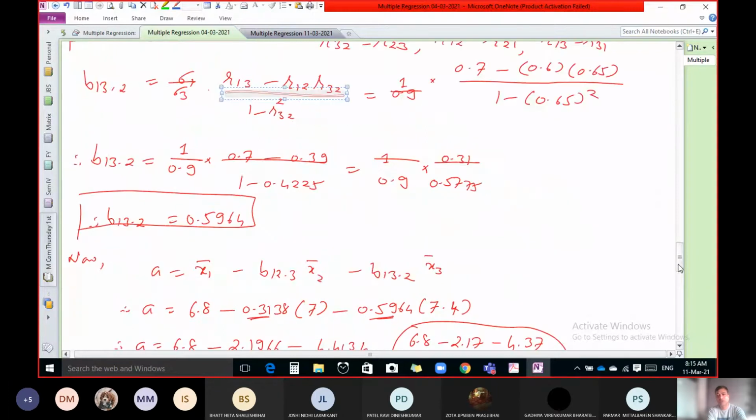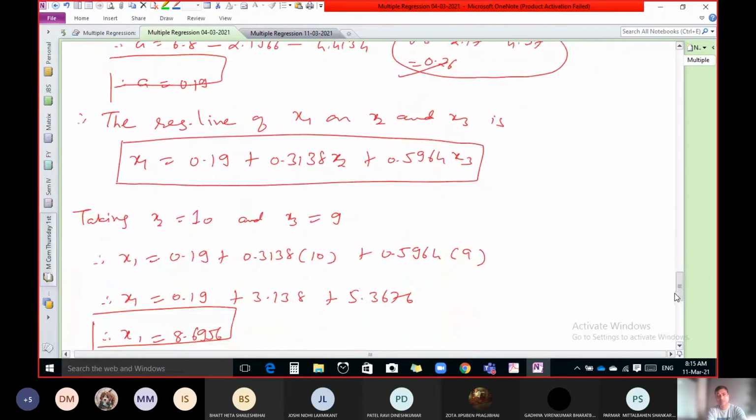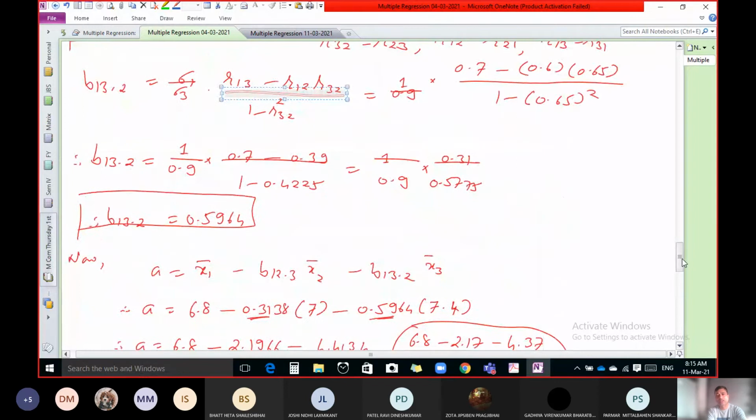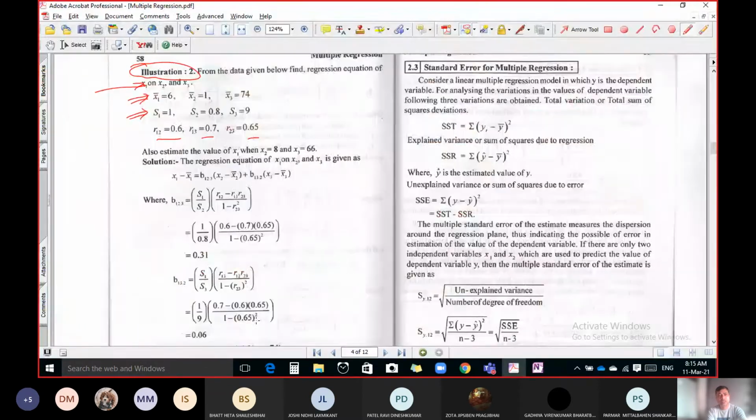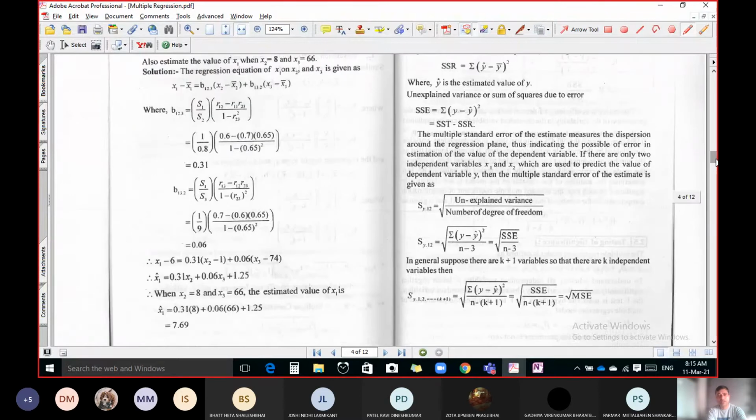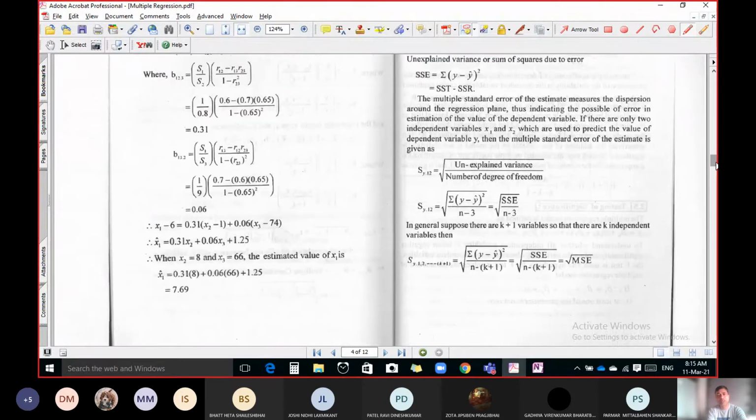So we get a, that is b0, and b12.3 and b13.2, and then we get the regression line of x1 on x2 and x3. Once we have this regression line, for the given values of x2 and x3, if we substitute those values, we get the value of x1. The same thing is given here: estimate the value of x1 for x2 is 8 and x3 is 66. So just substitute those values in the equation, we get the answer. That is the way to find the answer that we already discussed. It's like a revision only.